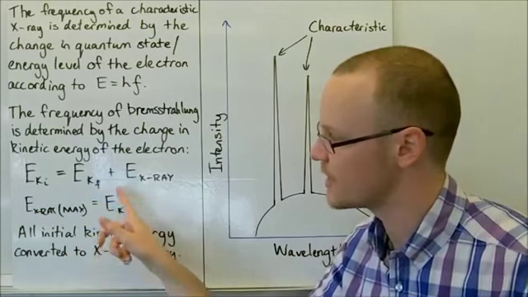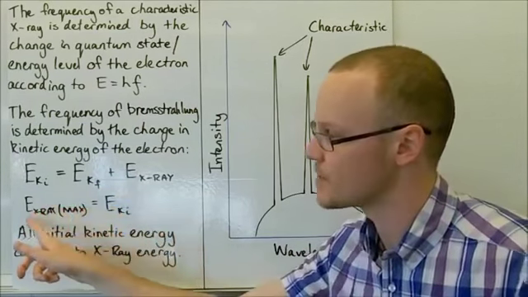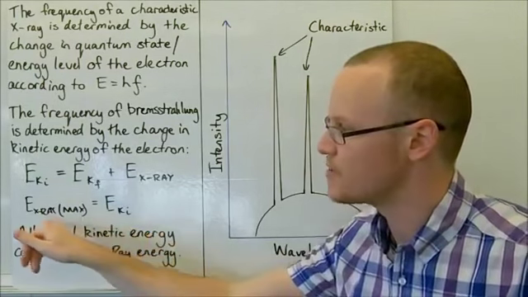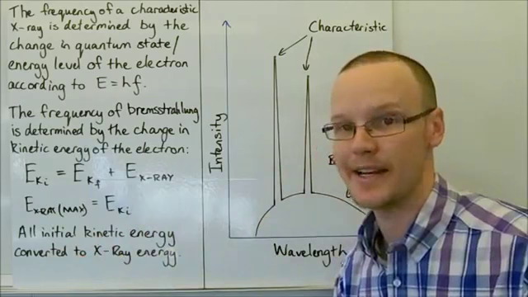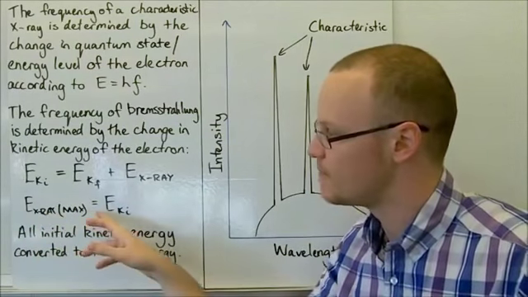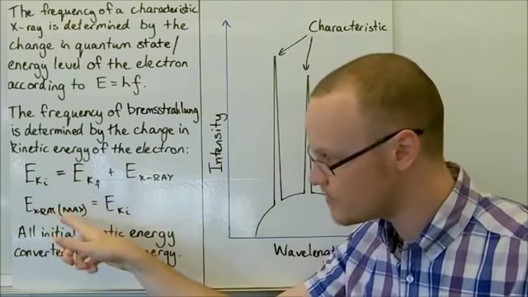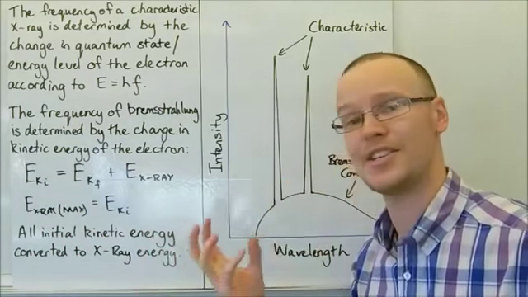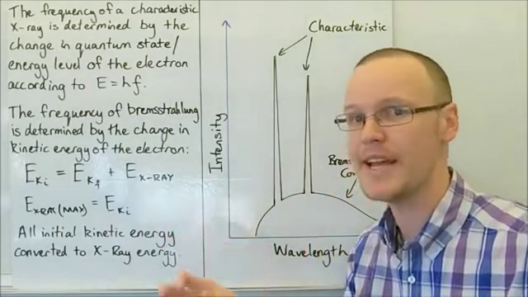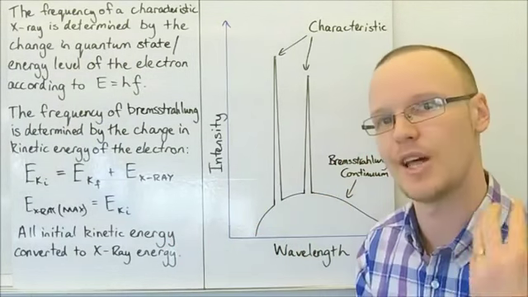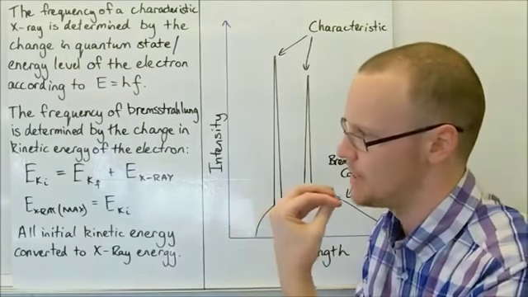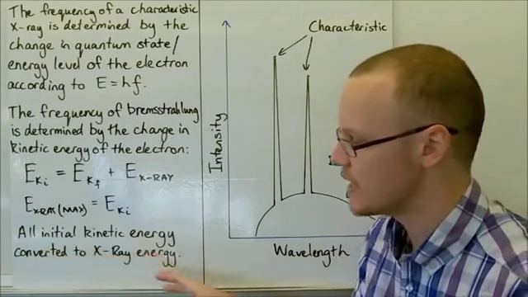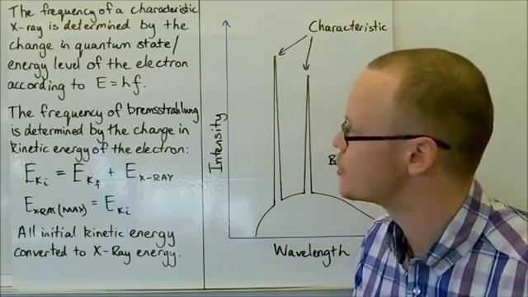So all of that energy, that initial kinetic energy, becomes the energy of the X-ray. And it's helpful to remember that this means that for the maximum kinetic energy transfer, this would be the maximum amount of energy. It'll also be the maximum frequency, and it'll be the lowest wavelength, because the lowest wavelength corresponds to the largest energy. So in here, all the kinetic energy is converted to X-ray energy.